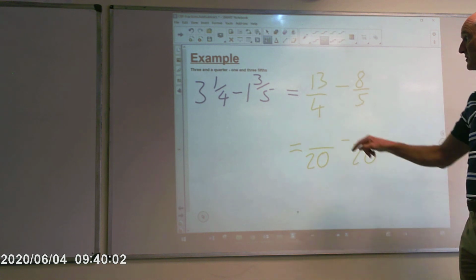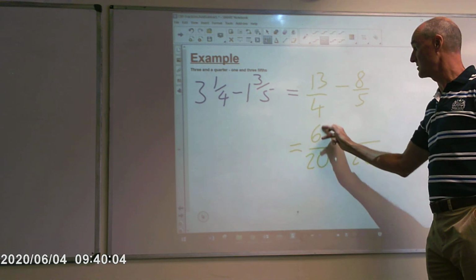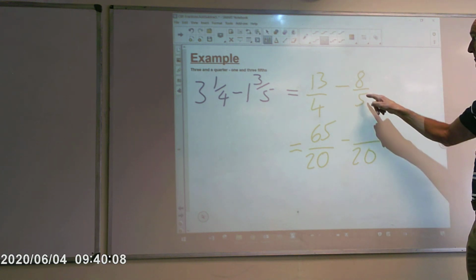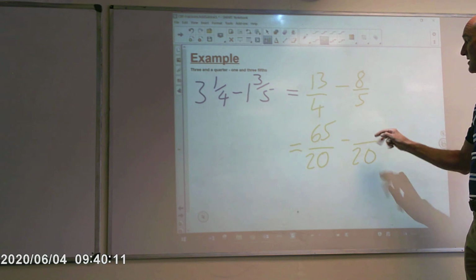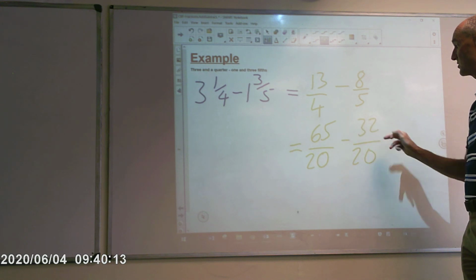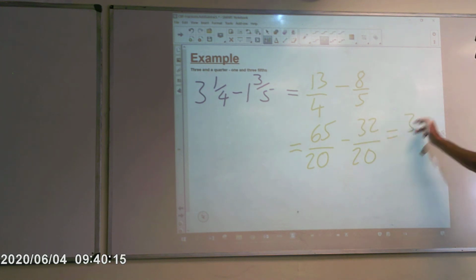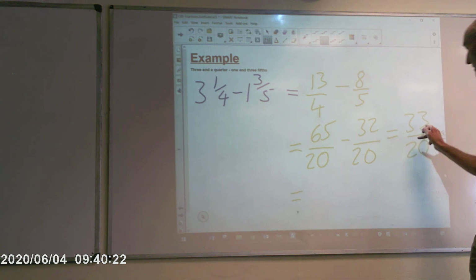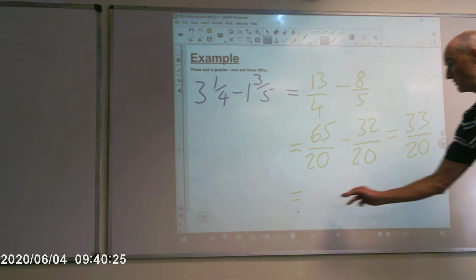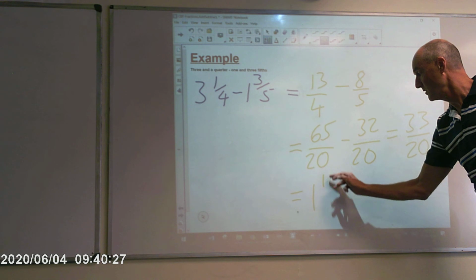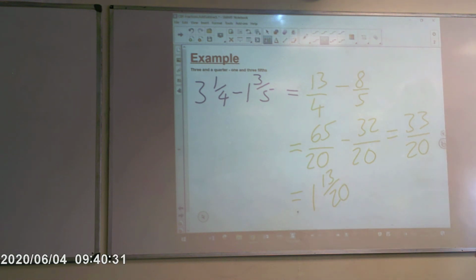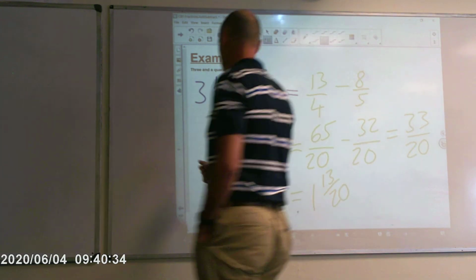5 times 13 gives me 65. What have I done to the 5 to make it into 20? I've multiplied it by 4. 4 times 8 gives me 32. 33/20. Yeah, I can simplify that a little bit. Top heavy fraction, 1 whole 1 and 13 twentieths. Can I simplify that anymore? No, I can't. So there's another example.